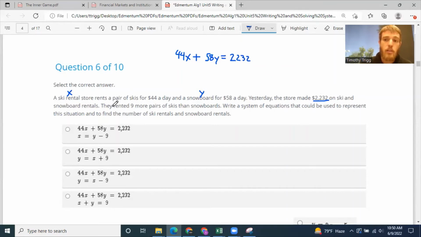Now, the other piece of information is how we're going to find our second equation. It says they rented 9 more pairs of skis than snowboards. So they rented more skis than snowboards. So if we take the number of ski rentals, these are not equal, right? The number of ski rentals is not equal to the number of snowboard rentals because it says they rented 9 more pairs of skis. So I'd have to add 9 to the snowboard rentals to equal the amount of ski rentals.